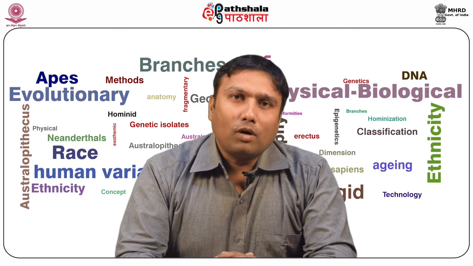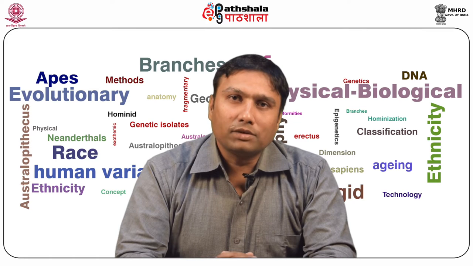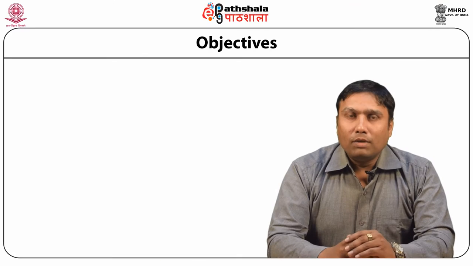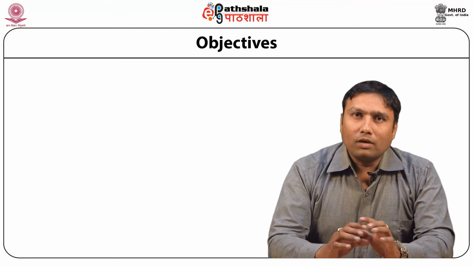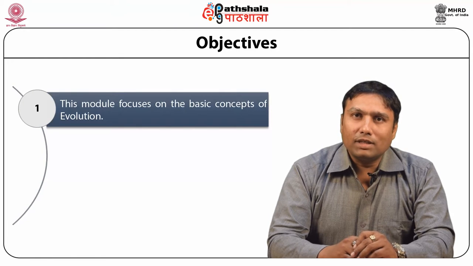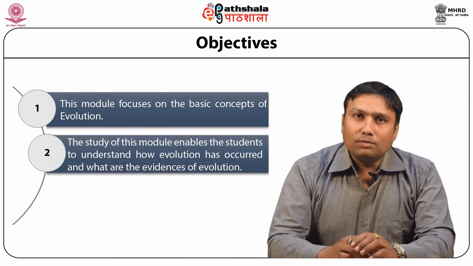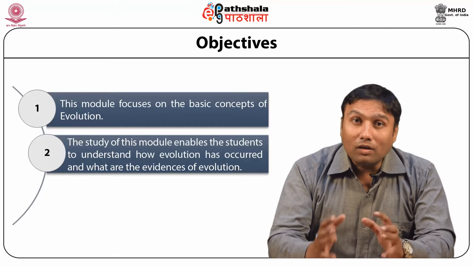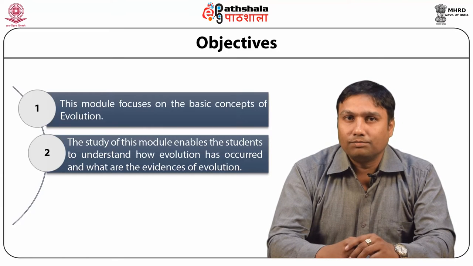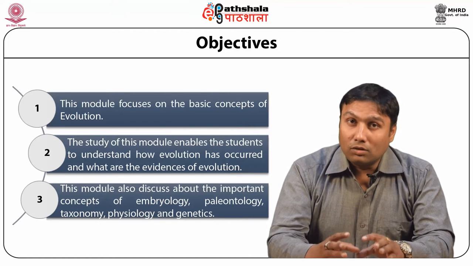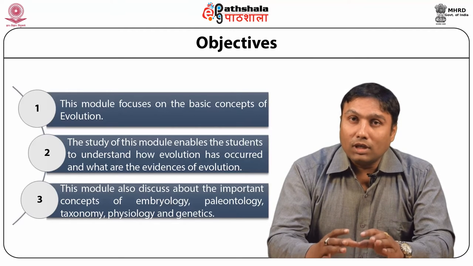Today we are going to discuss a module entitled Determining Evolutionary Relationship under the paper Physical and Biological Anthropology. Before starting this module, let's find out what we are going to learn from it. This module focuses on the basic concept of evolution, and enables a student at postgraduate level to understand how evolution has occurred and what evidences we have related to evolution. It also discusses the important concepts of embryology, paleontology, taxonomy, physiology and genetics.